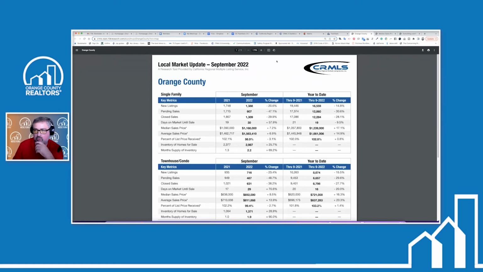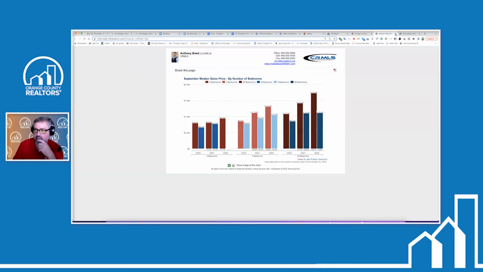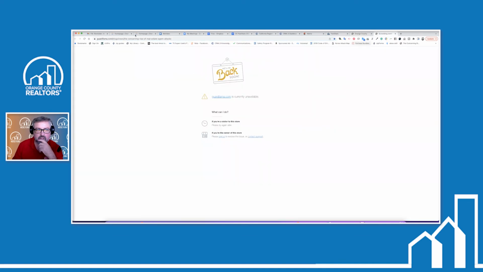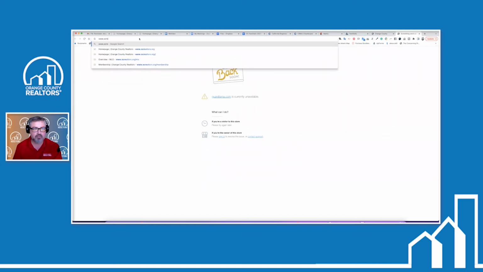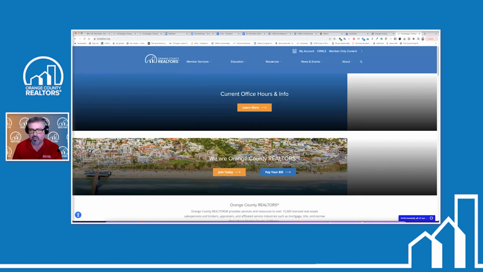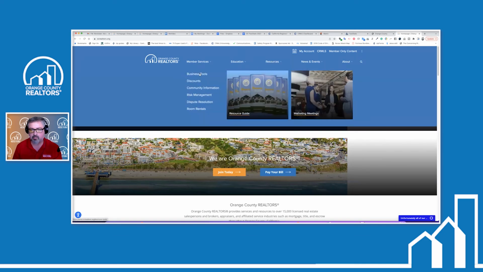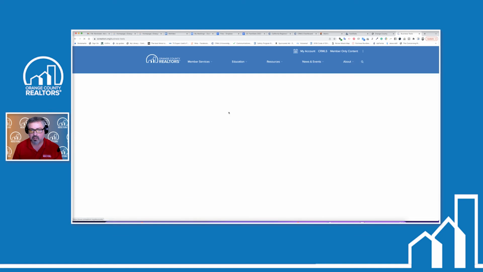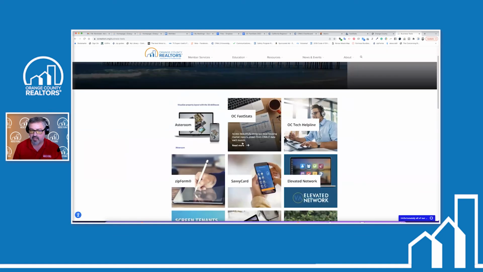Now, if you want something more specific to your cities and MLS areas, we're going to need to go to Orange County Realtors' website, www.ocrealtors.org. From here, we're going to move our mouse to where it says resources. A drop-down menu appears, click on business tools. And from here, you're going to choose OC FastStats.